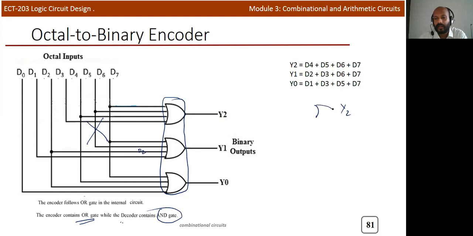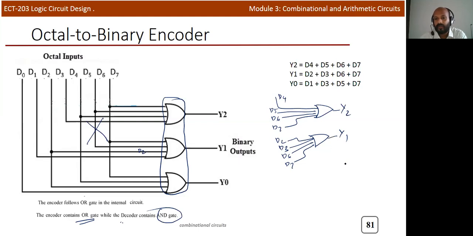For connecting Y2, we need to use D4, D5, D6, and D7. So this is the circuit for Y2, and for Y1, actually we need to connect D2, D3, D6, and D7. Okay, so this is the circuit for D2, D3, D6, and D7.